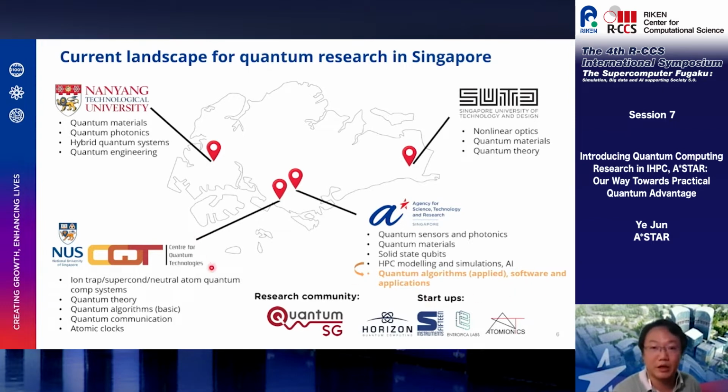We also have large groups, especially centered around the Centre for Quantum Technologies, which has been there for almost 15 years, looking at various aspects of quantum technologies. We also have two major universities: Nanyang Technological University, where I obtained my PhD degree, working on quantum materials, quantum photonics, hybrid quantum systems and quantum engineering, and SUTD working on many aspects of quantum theory and quantum optics. We have a research community where you can find detailed information on the quantum community through Quantum SG. And we have a few startups such as Horizon Quantum Computing.